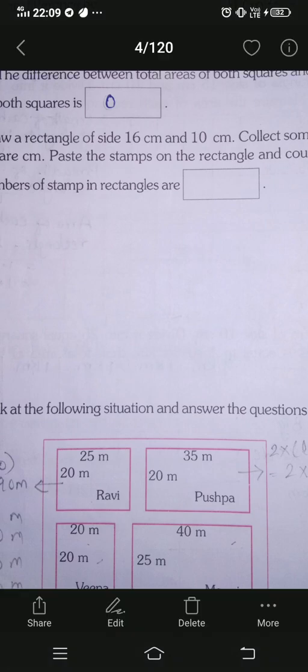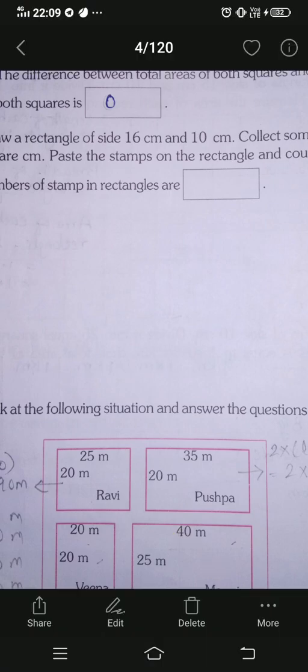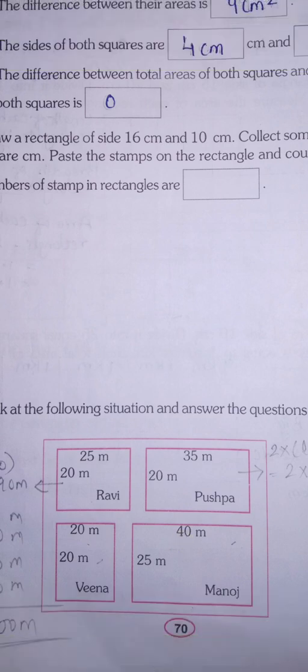And next up is Manoj. For Manoj, we will use the same formula, 2 into length plus width, because this is a rectangle. We apply these numbers in the formula and solve for the answer. The requirement of fencing for Manoj's plot is 130 meters. So that is how you need to find it. So what you have got.